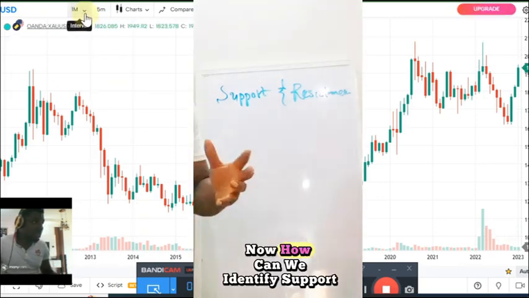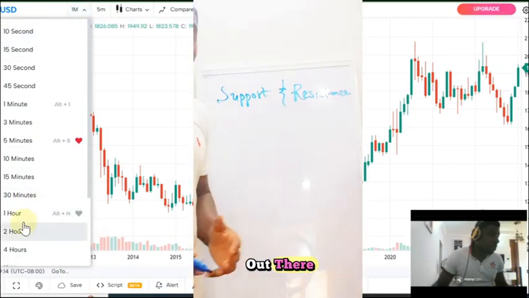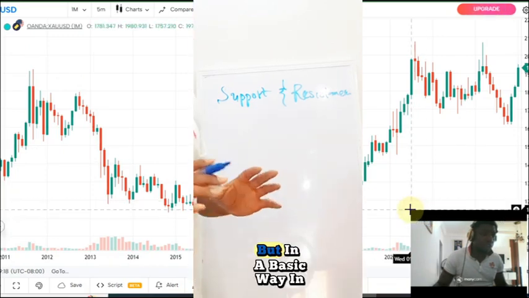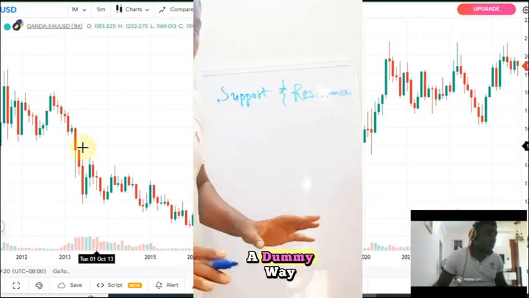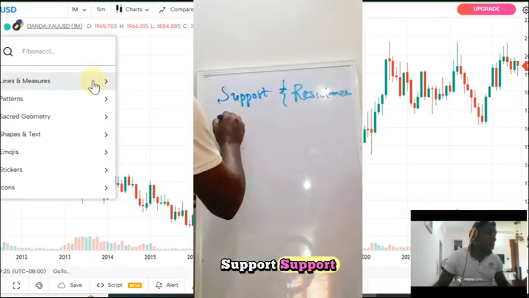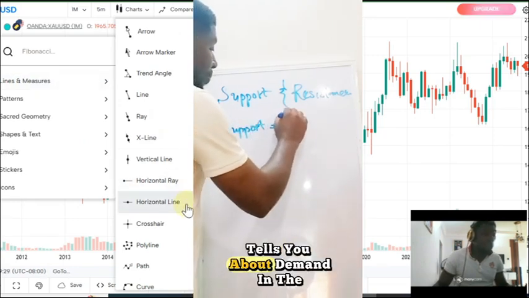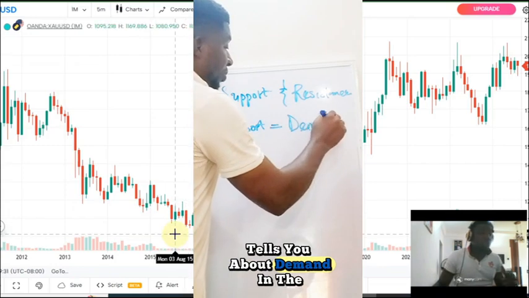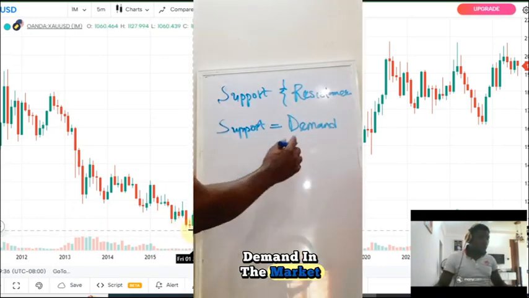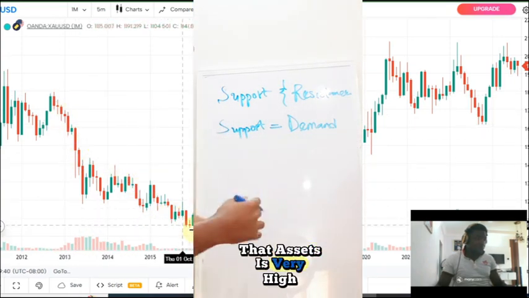Now, how can we identify support and resistance? There are a lot of videos out there trying to show you how to locate your support and resistance, but in a basic way, in a dummy way, this is how you're going to do it. A support tells you about demand in the market. It's an indication that there is demand in the market. Anywhere you see support, it means that the demand for that asset is very high.